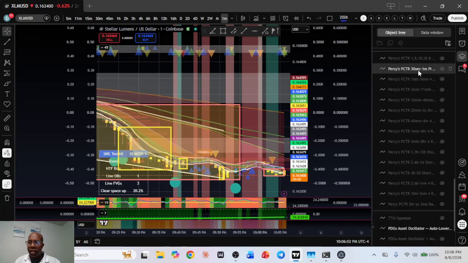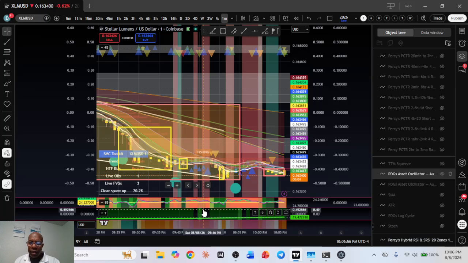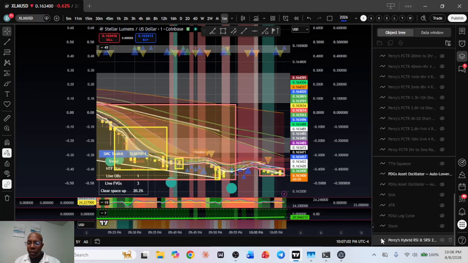Pine cycle top fragmentation grenade, 30-second to 1 minute pine cycle top on the menu, asset oscillator, what I call the insurance plan on the menu. And of course, you have your hybrid RSI and SRI indicator.